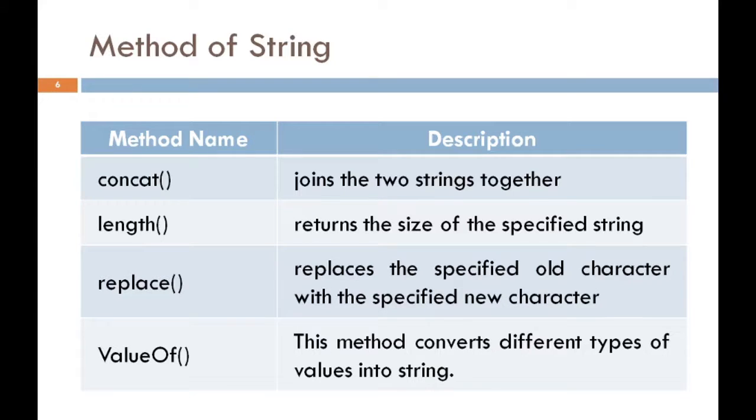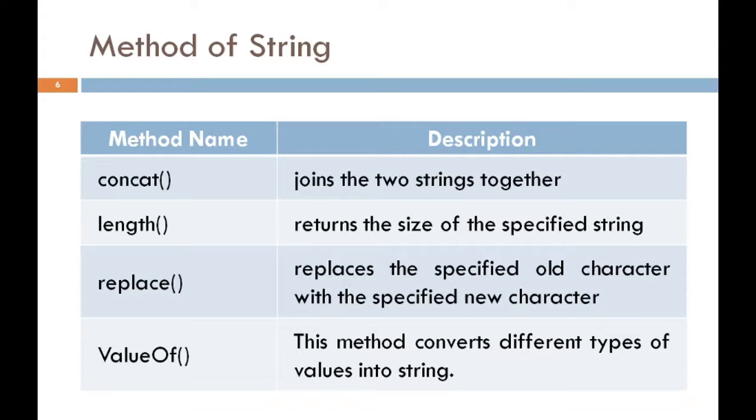The next method is length. The Java string length method tells the length of the string. It returns the count of the total number of characters present in the string. For example, I have one string, hello. Hello has a total of 5 characters. So the length method returns an integer value, that is 5.